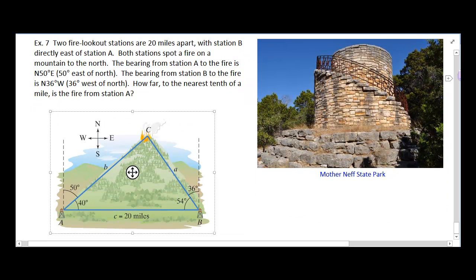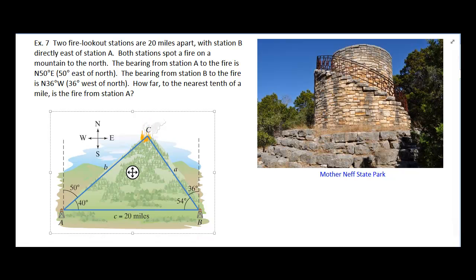So in this particular example, what we're looking at are two fire lookout stations. And I put a picture over here of Mother Neff State Park here in the state of Texas, where they have one of these fire lookout stations actually there at the park. In this example, we have two fire stations and they spot the fire on the mountain. And you're given the bearing from station A to the fire and from station B to the fire, and you're asked to find, to the nearest tenth, how far the fire is from station A.